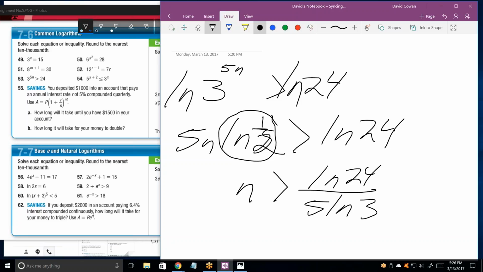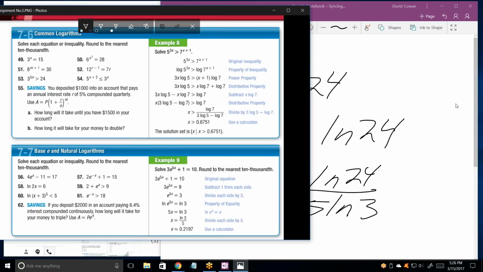So I don't see very many of these problems. In fact, that's probably the first exponential inequality problem that I've seen in 5 years. Seriously? Wow. Yeah, you don't get it much.